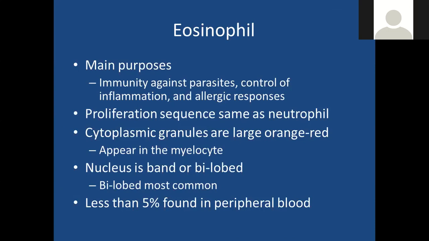And typically the nucleus is going to be bilobed. Remember, it's going to have two lobes. So your normal range for eosinophils is usually like 1 to 2%. So you really can't diagnose somebody as having a low eosinophil count. We really only worry about an increased eosinophil count. And if you saw like 15 to 20% eosinophils, you might suspect an allergic reaction, parasitic infection, something like that.